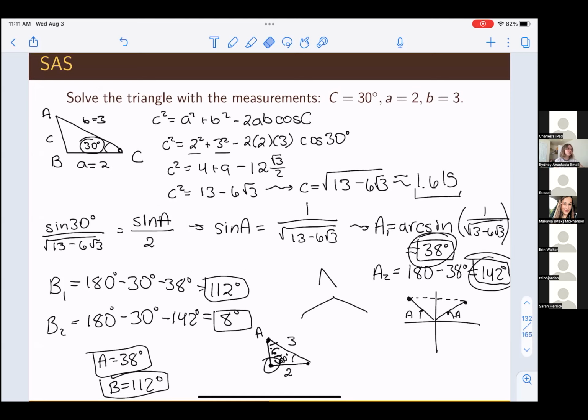Questions on this problem? You'll get a lot more examples with these later on, and in ALEKS 2, there's also one on the homework. So just keep that idea in mind. You will algebraically be given two solutions, but with side angle side, there will only ever be one solution that works.